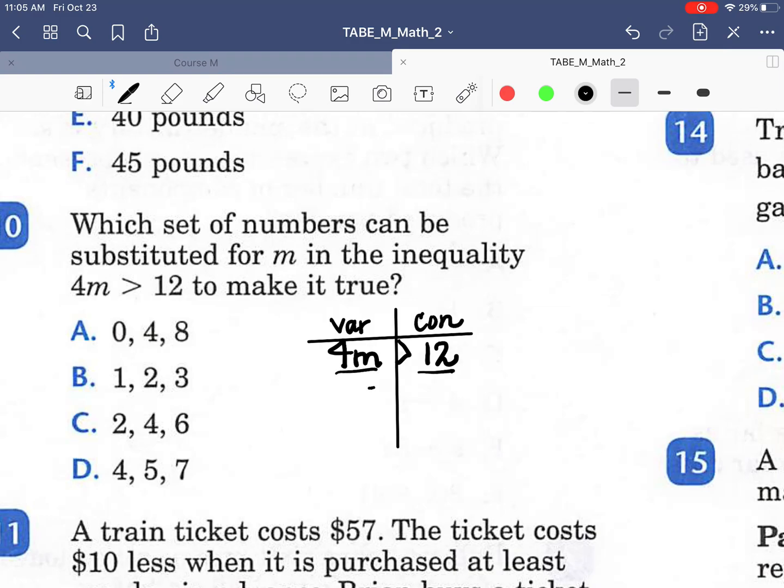Divide by 4. So whatever value you use for m, it has to be more than 3. Can't be 3. Has to be more than 3. So if you graph it, can't be 3, so we leave that open and go above it. I like D. It could be 4, it could be 5, or it could be 7, as long as it is above the value of 3.